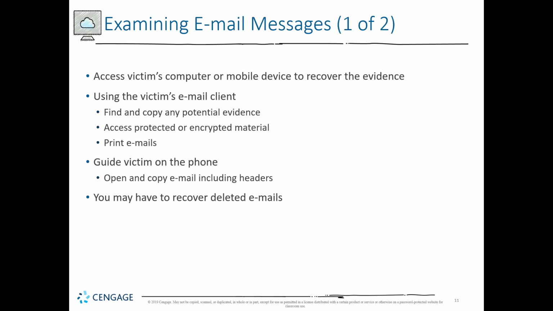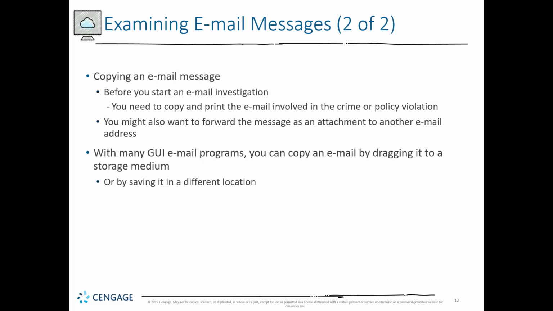So guide the victim on the phone, open the appropriate email, and look at the header portion of any email. You may also need to recover any deleted emails or emails that were moved to the trash bin. Copying an email message normally is one of the first things you want to do. Emails, once you get in them, can be modified, so we have to be careful here. So before you start an email investigation, you should have a copy and print the emails that are involved in the crime or the violation. That way you know what you are going after.